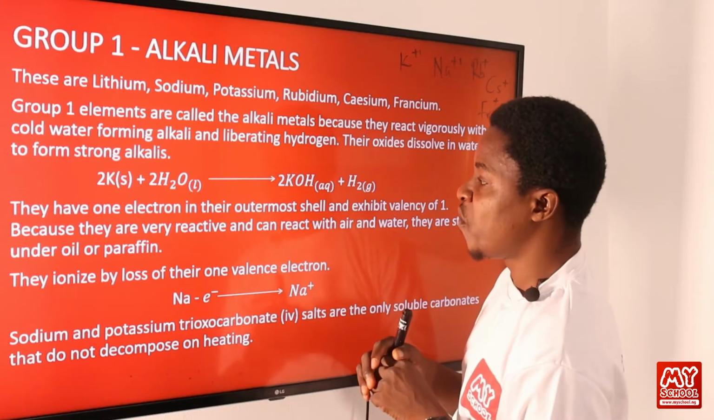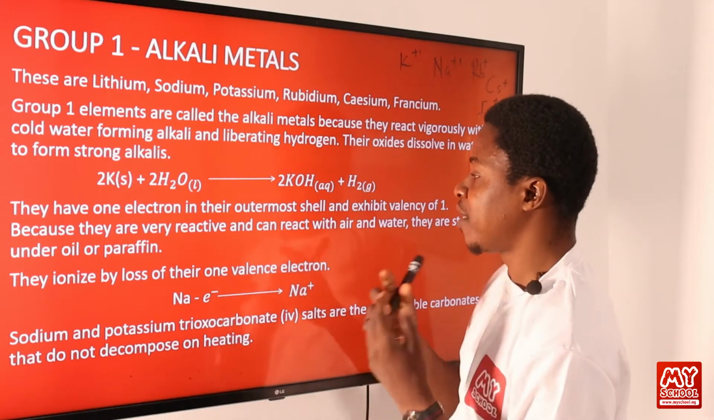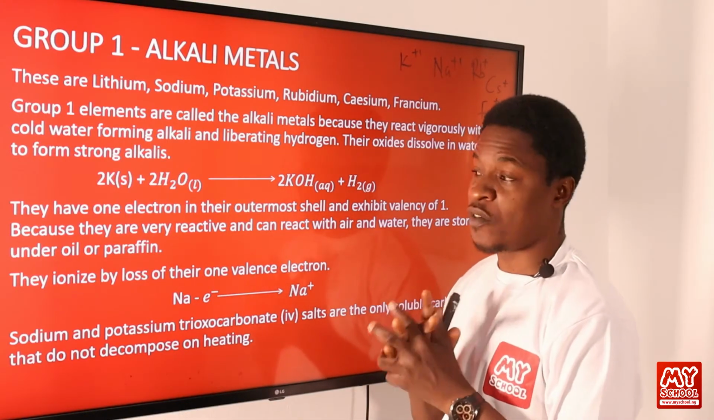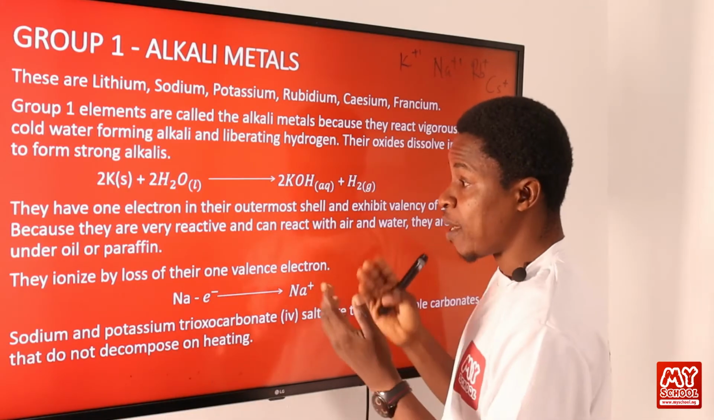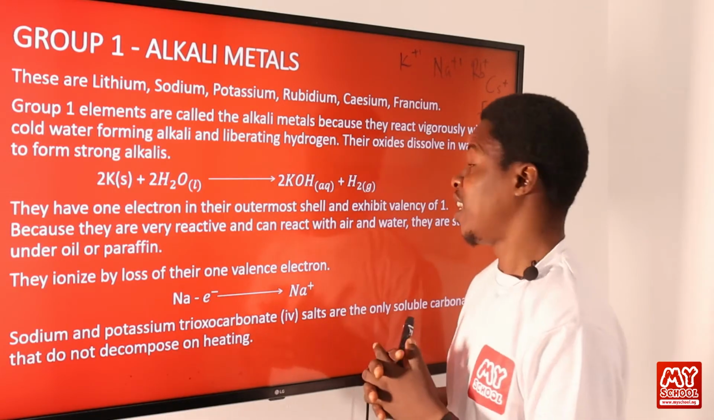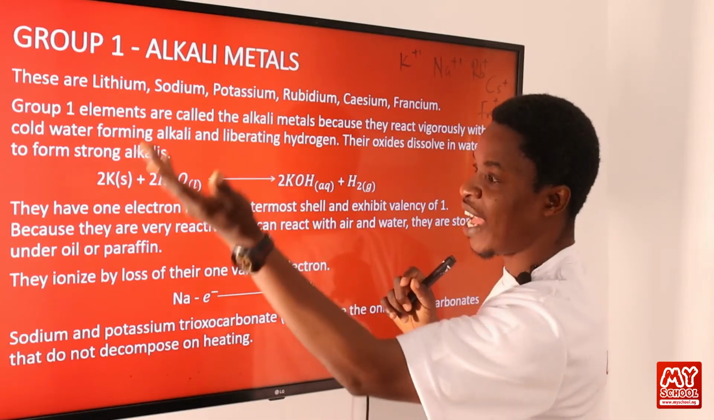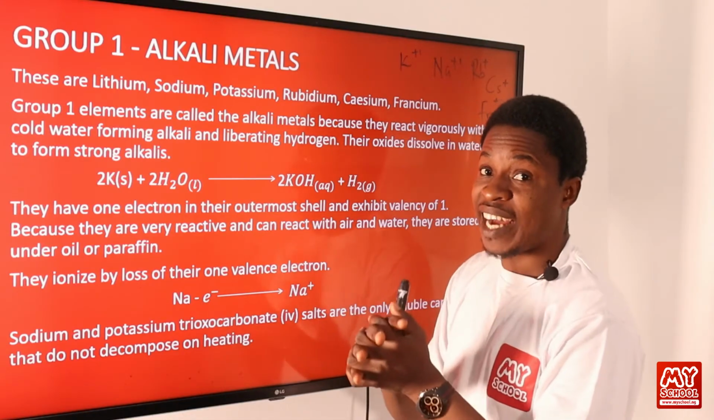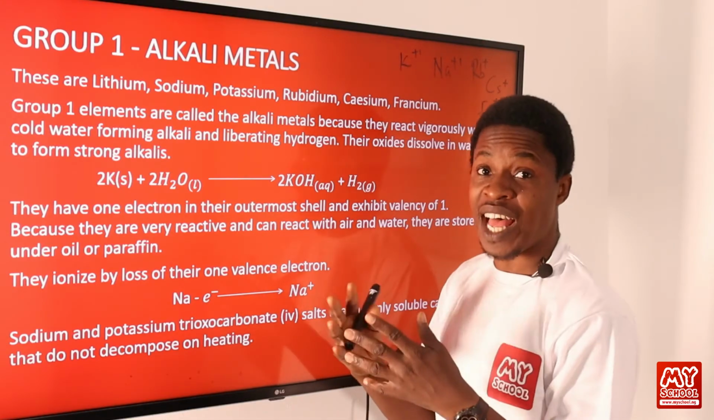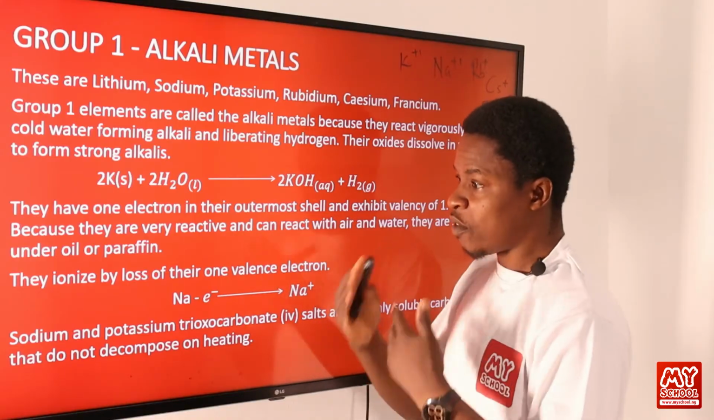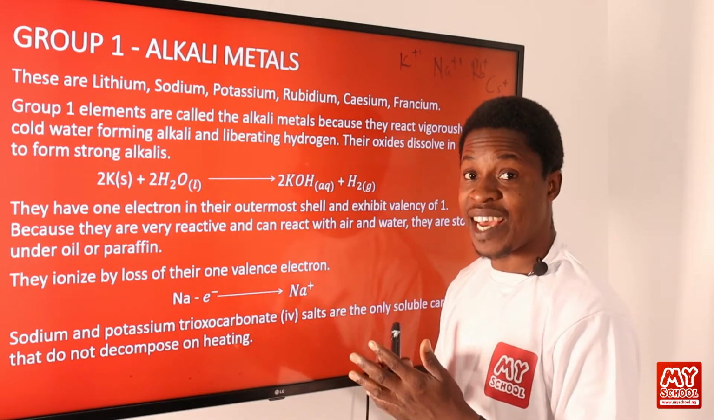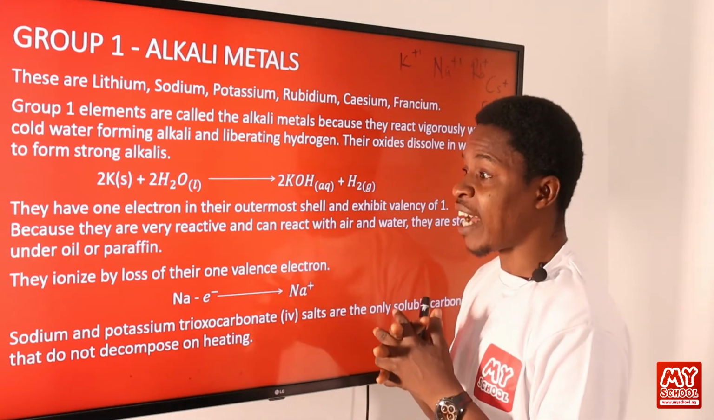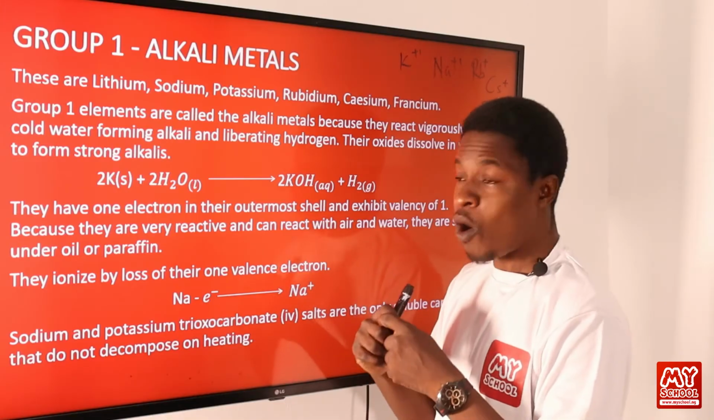Because they are very reactive and can react with air and water, we don't store them just anyhow. We store them under paraffin oil. We don't store them like any other element because they are very reactive. When you expose them to air, they can react so fast. And when you expose them to water and air, of course, because they are metals, you know what happens when air and water come in contact with a metal? Rusting takes place, corrosion. So they react so much, and we store them under oil or paraffin.